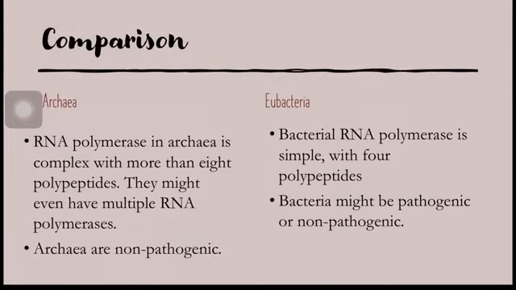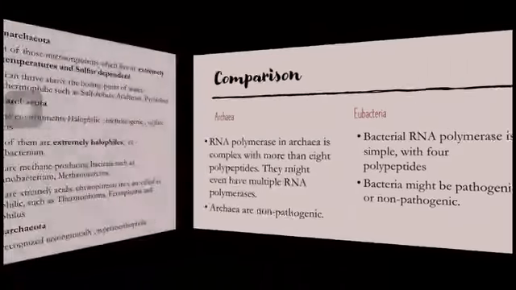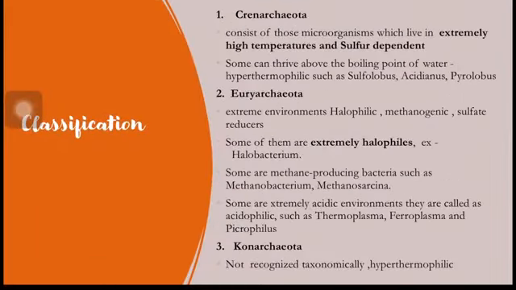And as explained, RNA polymerase, that is the DNA dependent RNA polymerase, in the archaea is complex. It contains more than 8 polypeptides, whereas in the bacteria the DNA dependent RNA polymerase contains 4 polypeptides. Archaea are non-pathogenic. Bacteria are either pathogenic or non-pathogenic.